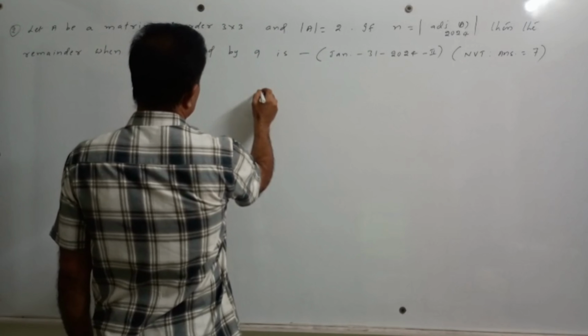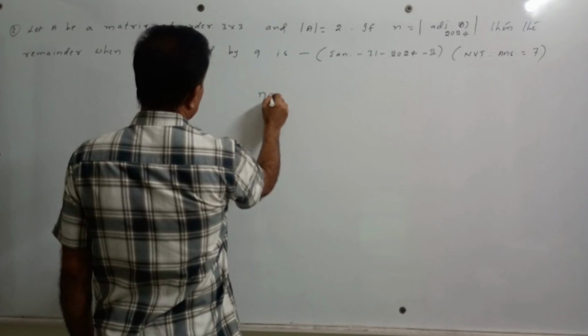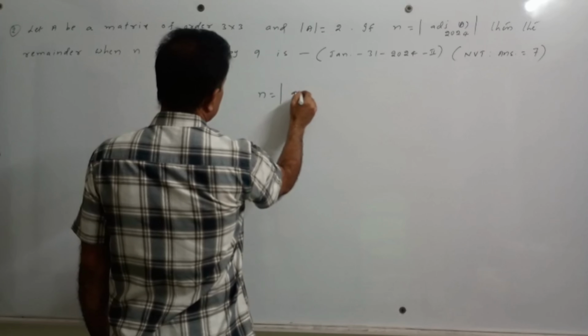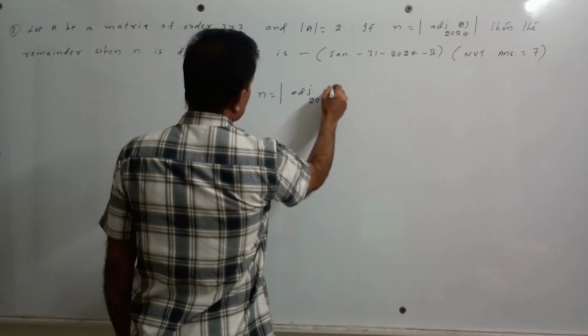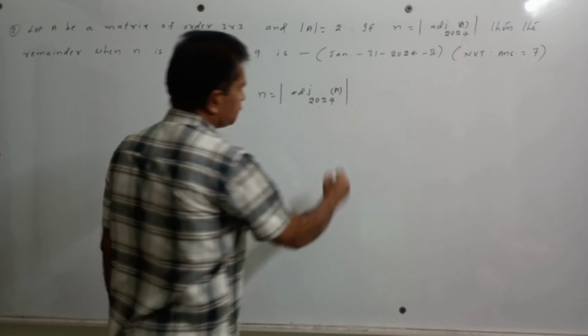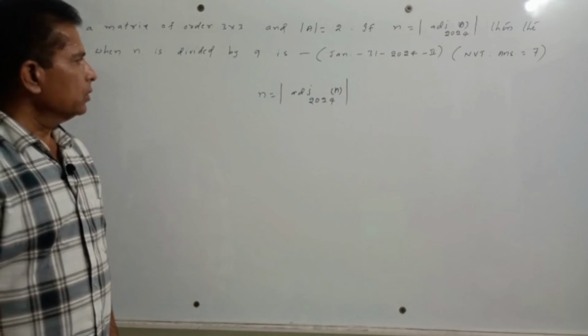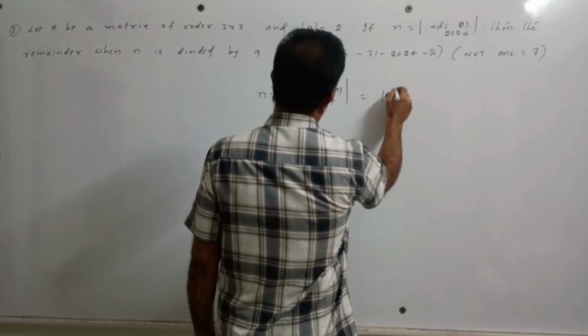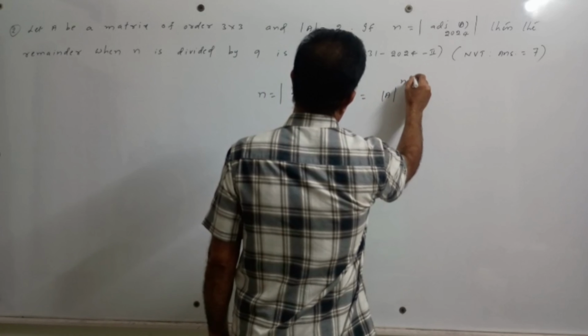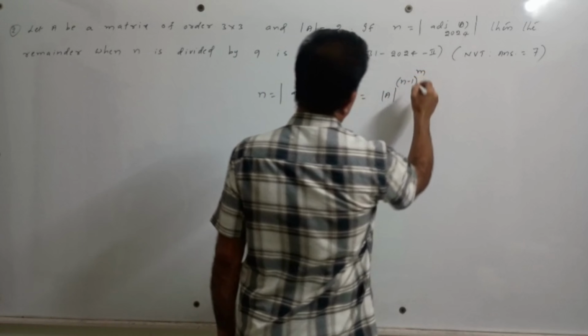So first I am calculating the n value. n is equal to the determinant of the adjoint of adjoint, 2024 times, of A. So we know the formula. This can be written as determinant of A to the power of (n minus 1) to the power of m.